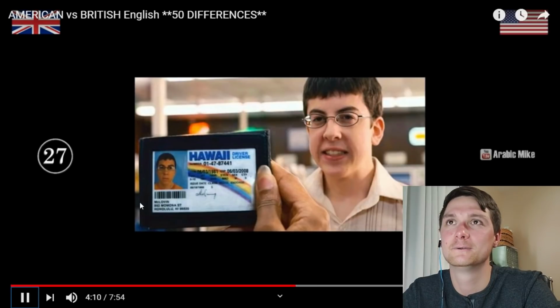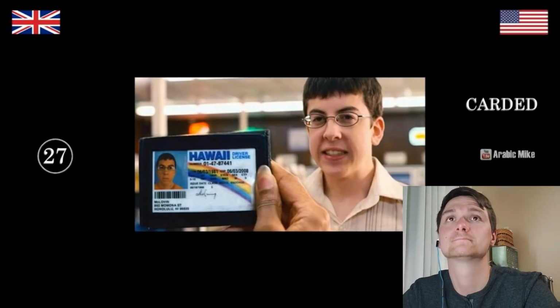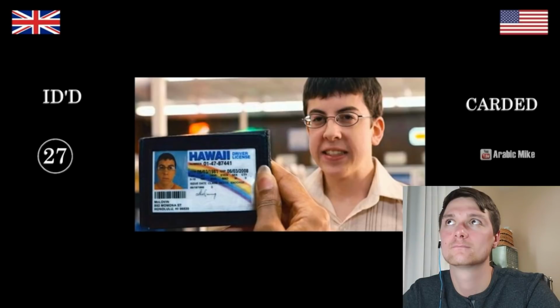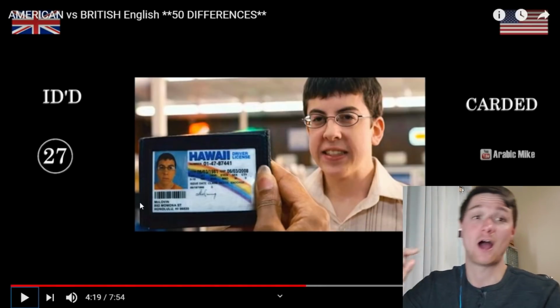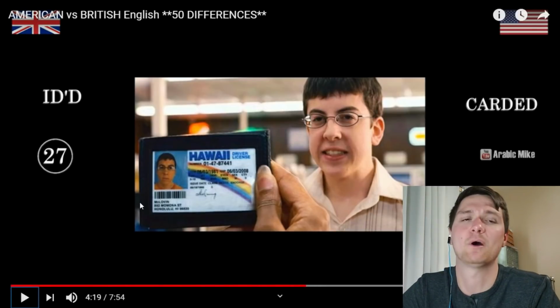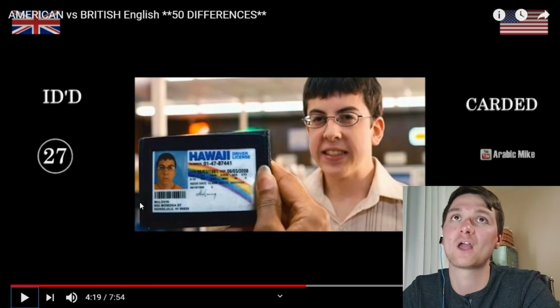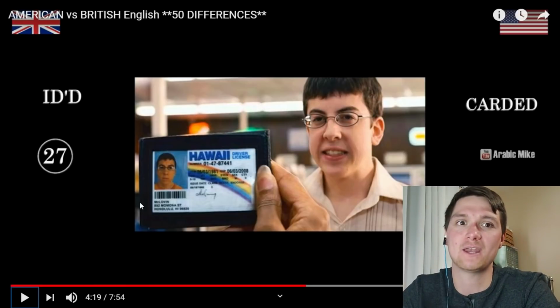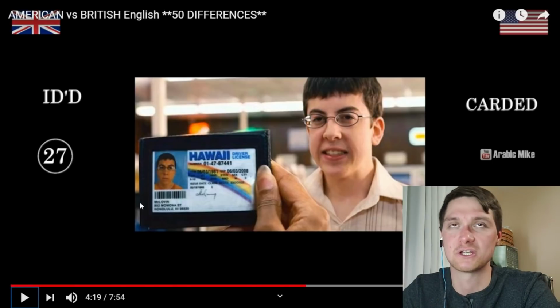What's happening to McLovin here? He's getting carded. Carded. Does that mean you're asked to show your card? Yes. Okay, we say ID'd. You say carded. Okay. For the record, I personally say ID'd, but I've heard both. We do use both. Also, that's from the movie Superbad. You guys should definitely watch it. It is hilarious.